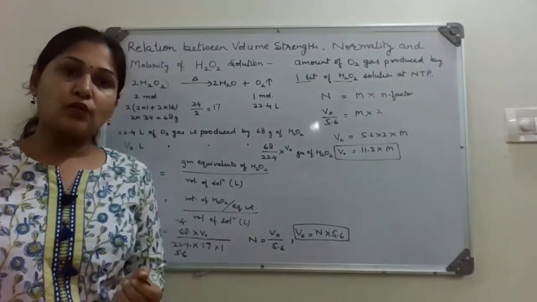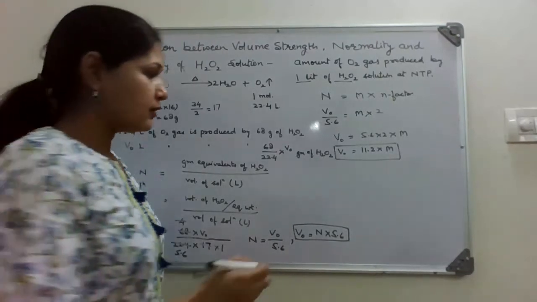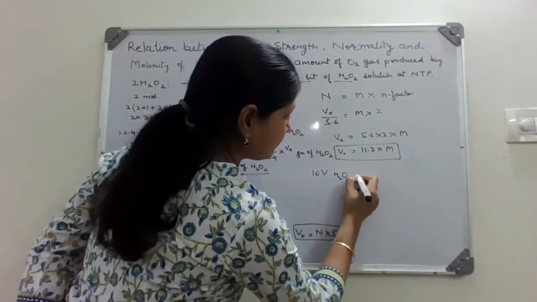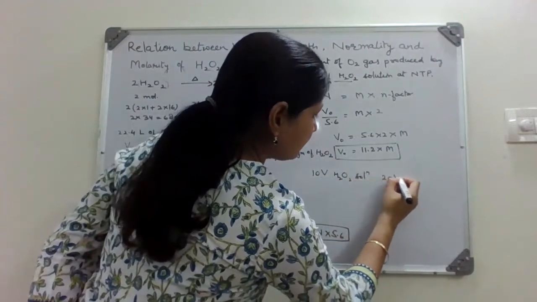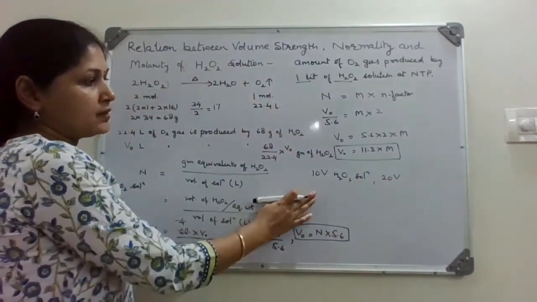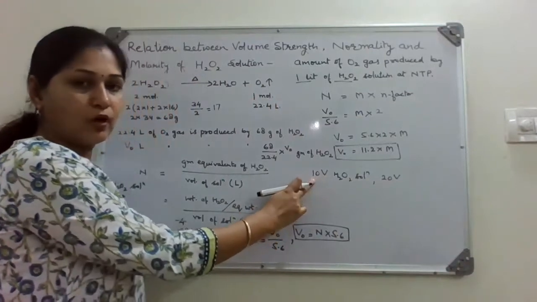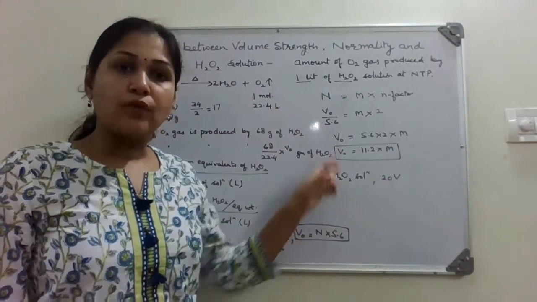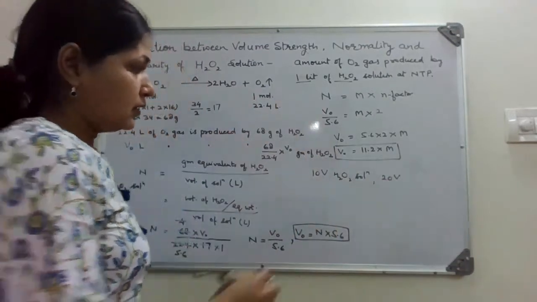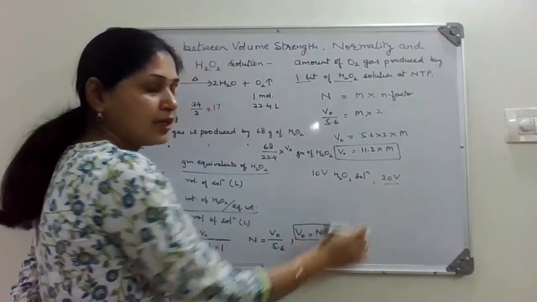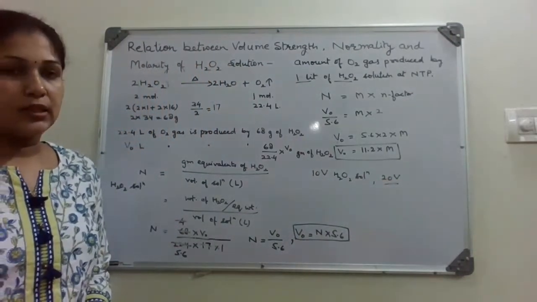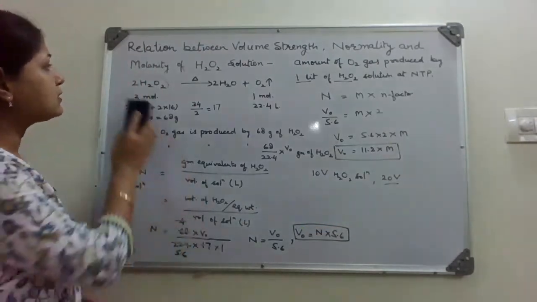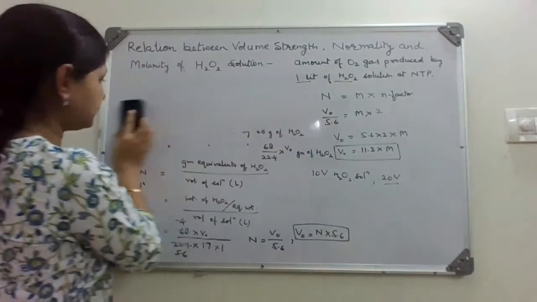On some bottles of hydrogen peroxide solution, it is written as 10V H2O2 solution or 20V H2O2 solution. This means that if 1 liter of hydrogen peroxide is heated, then it produces 10 liter of oxygen. And this means if 1 liter of hydrogen peroxide is heated, it gives 20 liter of oxygen. Let's see some numericals based on these formulas.